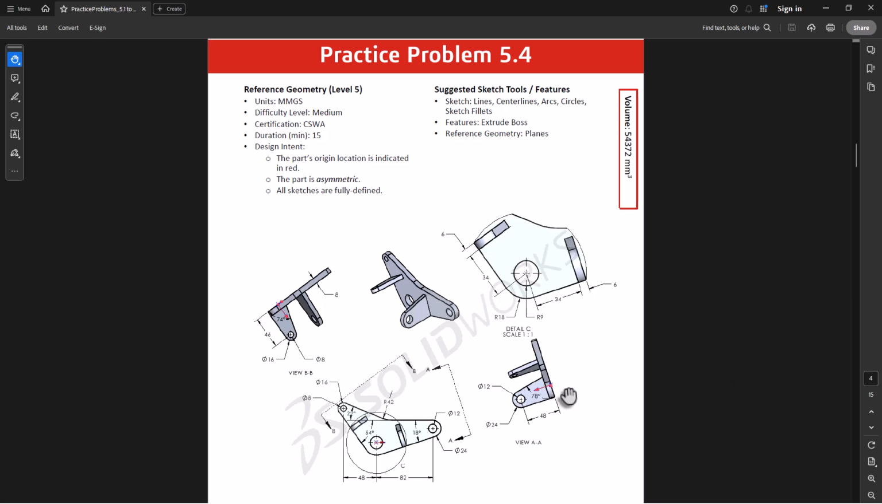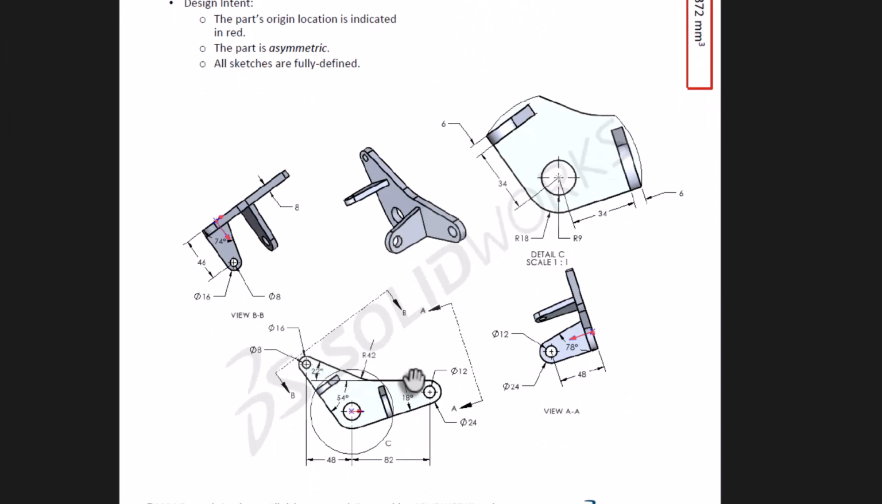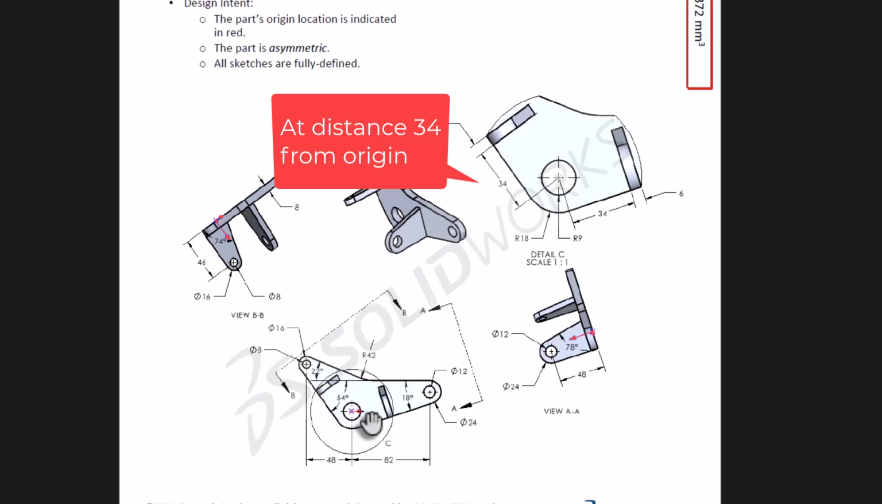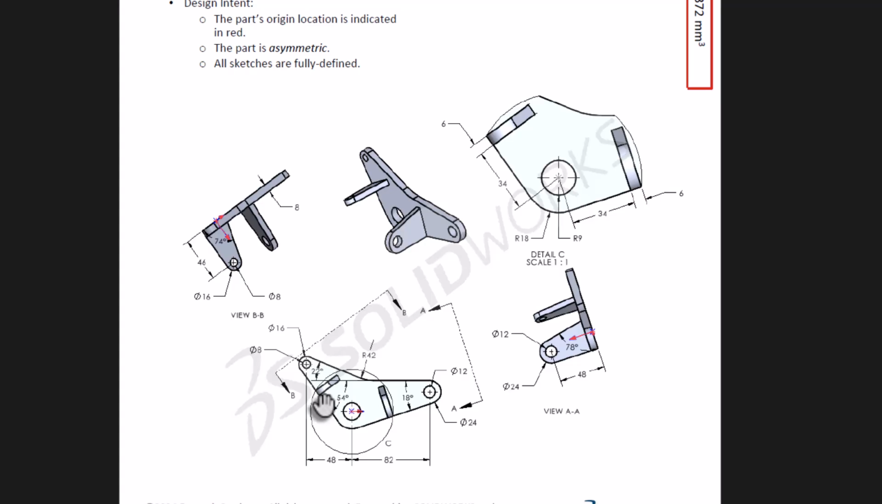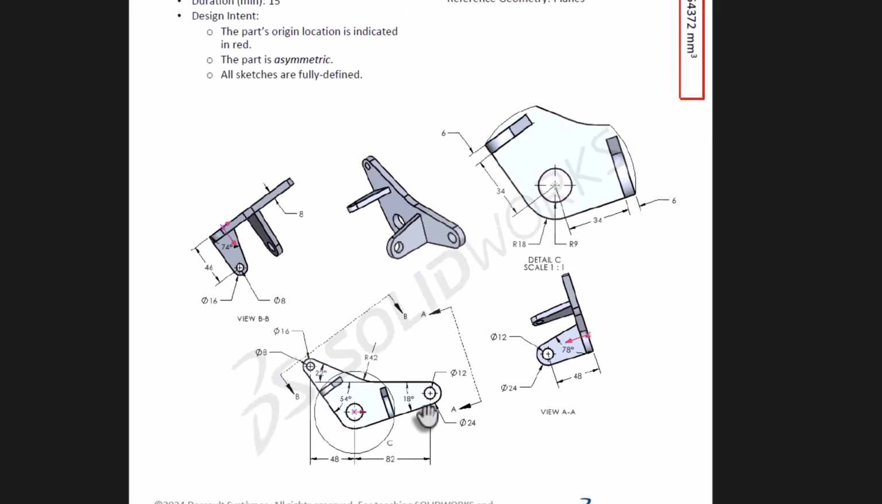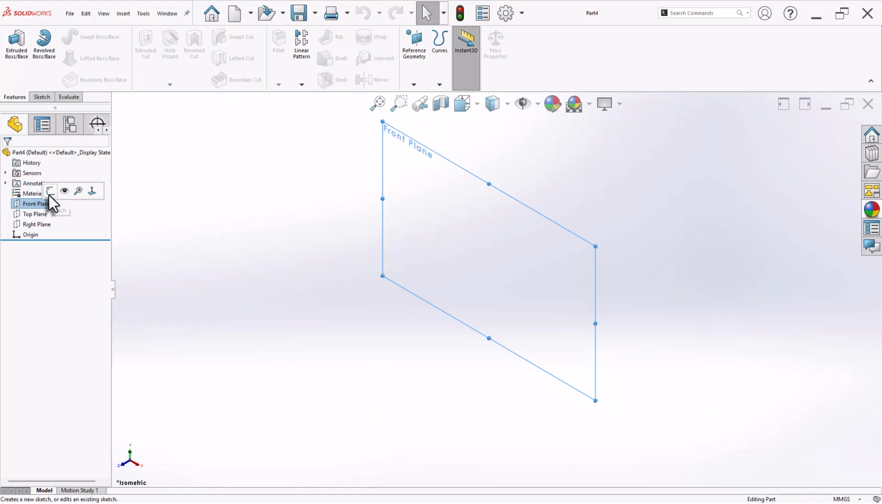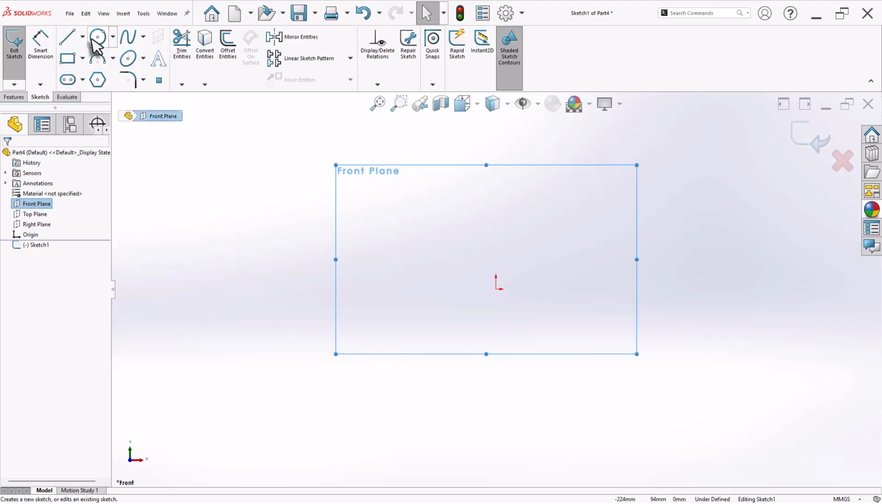In problem 5.4, we'll draw the sketch in front plane. Then we are going to draw these two bracket extrusions at a custom plane, where it is passing through the midpoint of this line and this line, and perpendicular to that surface, the inclined surface. So start sketch on front plane.